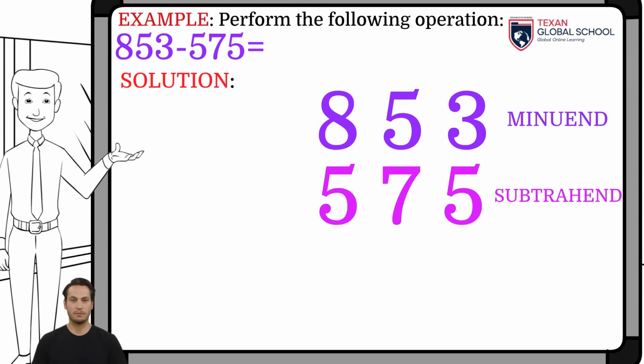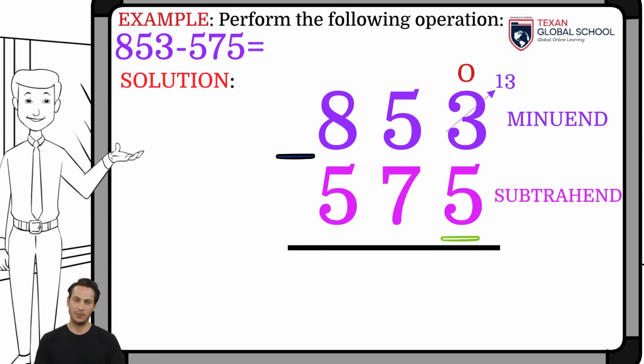First, place the minuend on top of the subtrahend and draw the line to perform the operation. Now, subtract the ones of the minuend with the ones of the subtrahend. Since we cannot perform the operation of 3 minus 5, we take a 10 from the previous digit, transforming the minuend 3 into 13. And since we take away a 10, the 5 becomes 4.